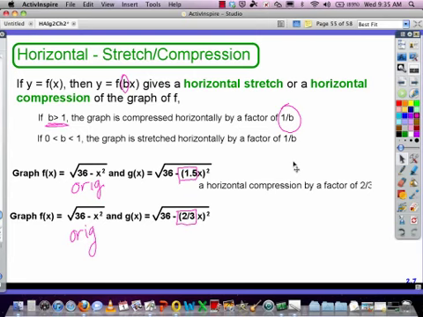This first one is a horizontal compression by a factor of 2/3, because remember it's 1.5 over, or 1 over 1.5. And down here, it'll be a horizontal stretch by a factor of 3/2, again because it's 1 divided by 2/3.